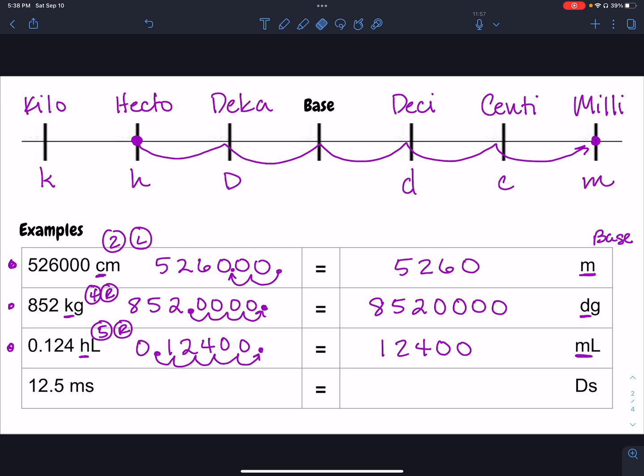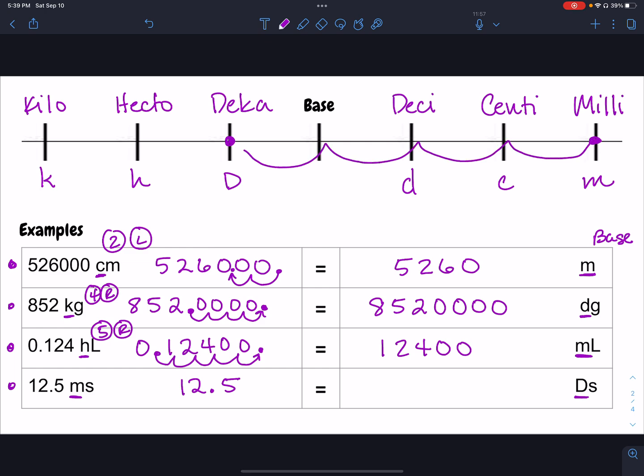All right, let's do one last one, then we'll let you guys try. This time I have 12.5 milliseconds, and I'm going to decaseconds. All right, be careful with deca and deci. That capital D tells us it's deca. So I'm going to be at milli, then I'm going to be moving up to deca. I rewrite my number, 12.5, and then I check my jumps. 1, 2, 3, 4 jumps, and I'm moving to the left this time. So I go to my decimal, 1, 2, 3, 4.